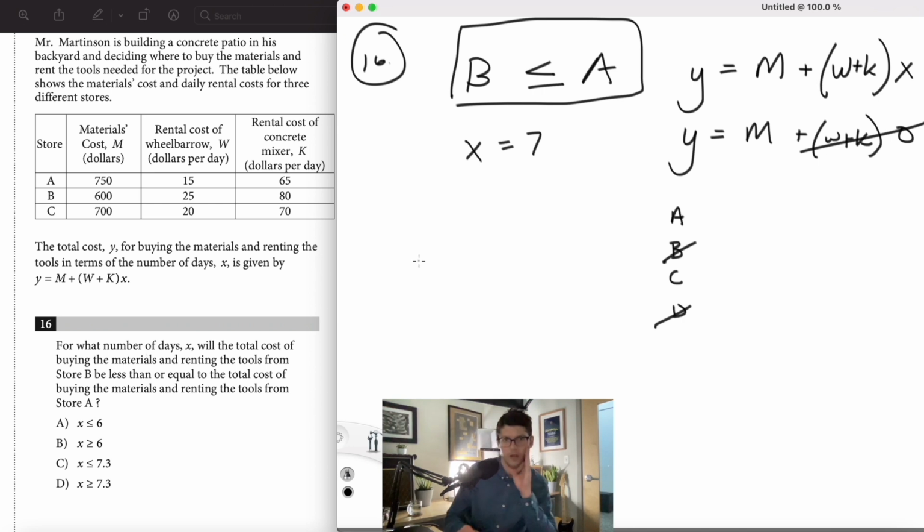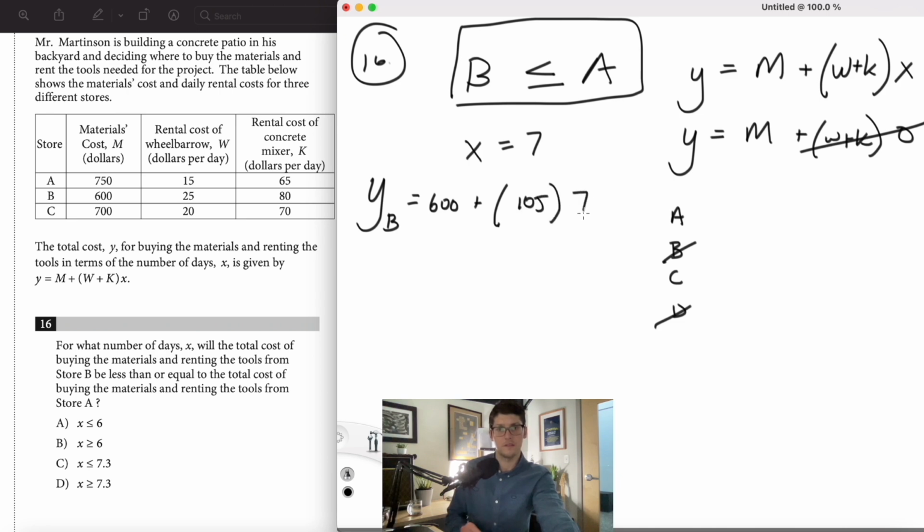So let's just try it out. This will be a little bit more math. y equals m plus w plus k times x. I'll just do this for store B first. Let's write a big B here. Sometimes it'd be fancy to write y sub B, you could do that too. m, which is 600, plus w and k, those add up to 105, times 7. So what does that equal? Well, that's 600 plus 735, and that adds up to 1335.